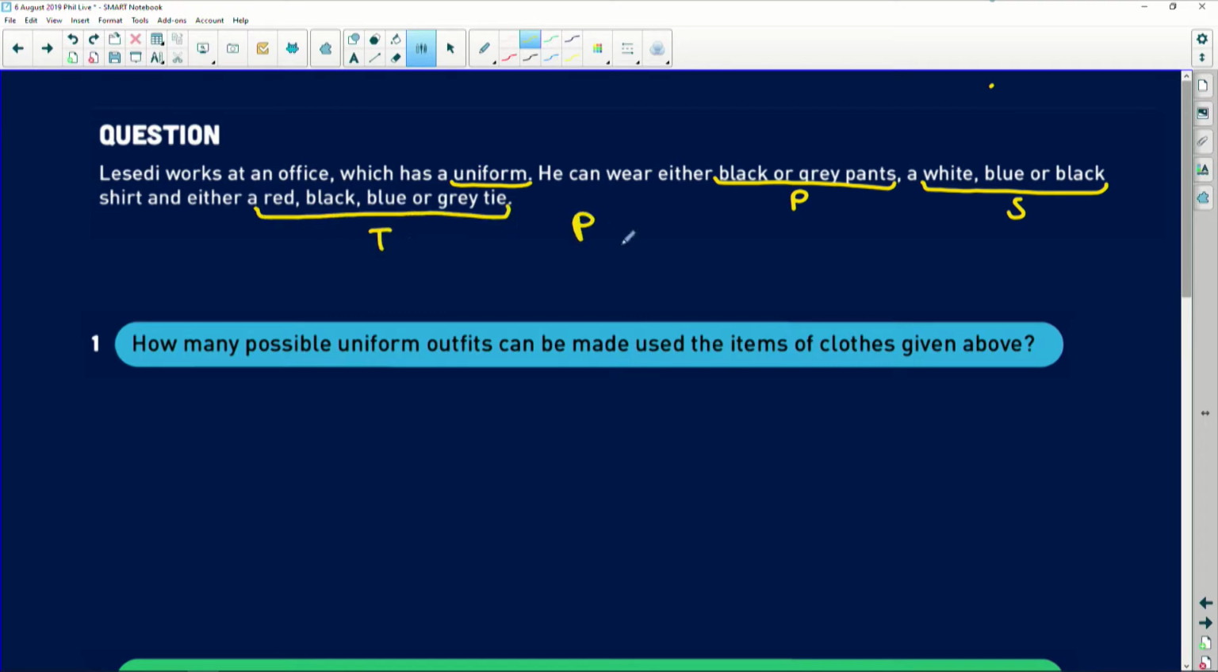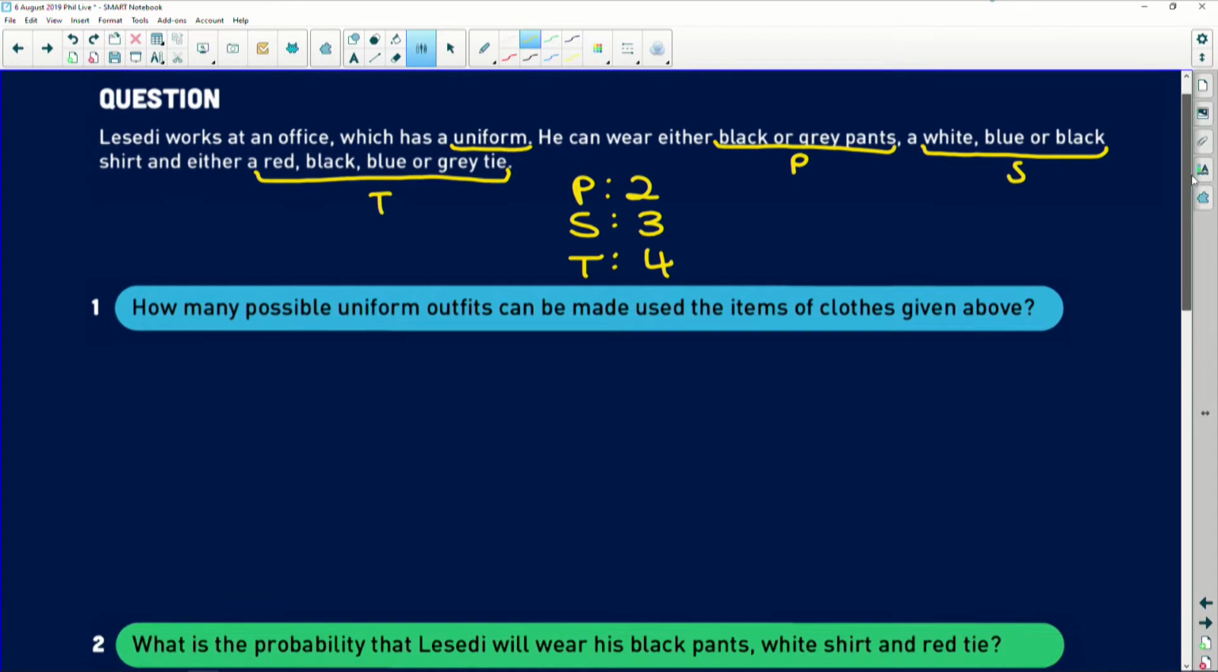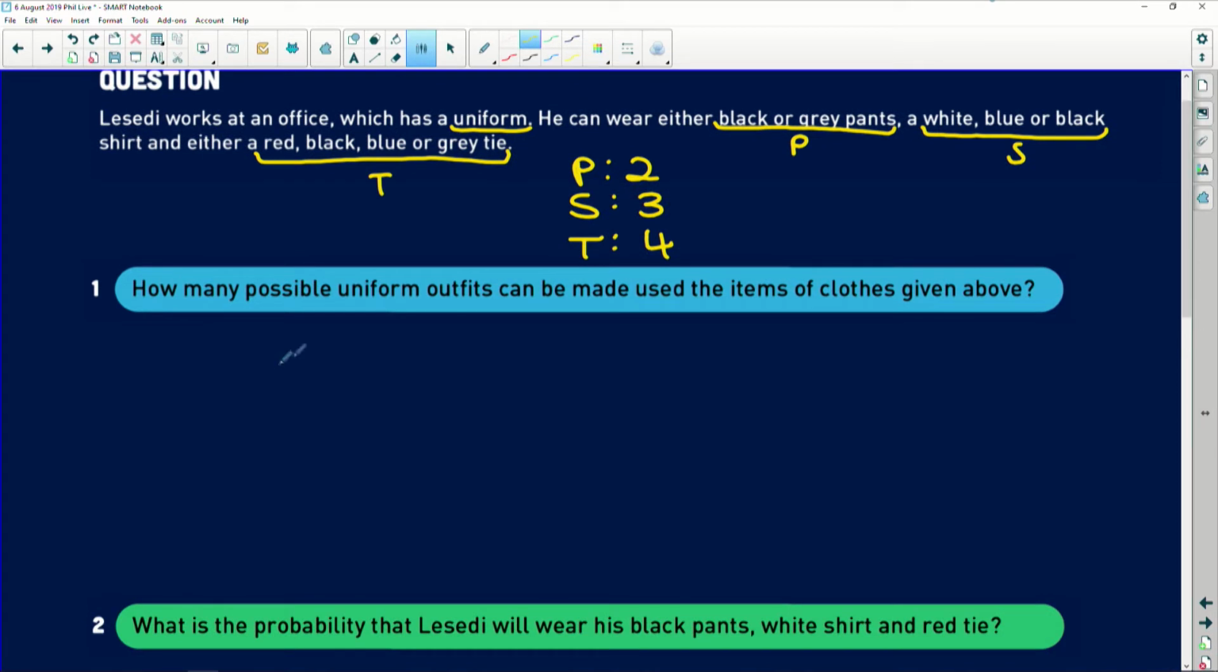We've got, for pants, 2 options, black or grey. For shirts, we've got 3 options, white, blue or black. And for the tie color, we've got 4 options, red, black, blue or grey. Okay. So that is very important because that's going to help us decide combinations. So the first question says, how many possible uniform outfits can be made using the items of clothing given above?